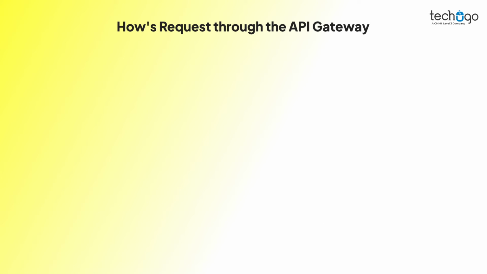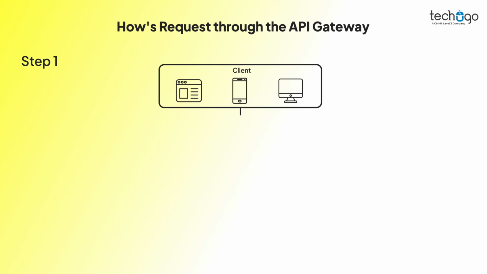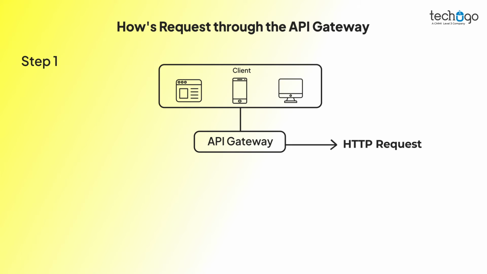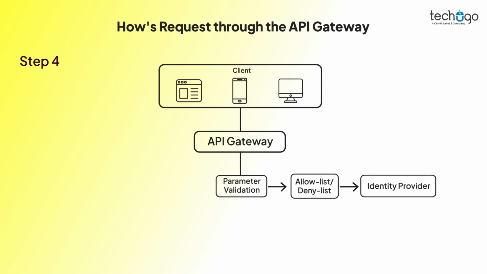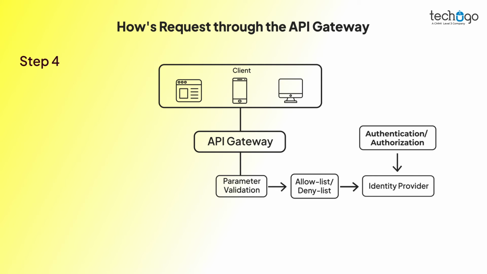Now let's discuss how a request goes through the API Gateway. Step 1. The client sends the request to the API Gateway. This request is typically HTTP based. It could be REST or GraphQL. Step 2. API Gateway validates the request. Step 3. API Gateway checks the sender IP address and other HTTP headers against the approve or reject list. Step 4. API Gateway sends it to the identity provider for authentication and authorization. The identity provider knows what this request is allowed for. The identity provider provides the authentication session to the API Gateway.